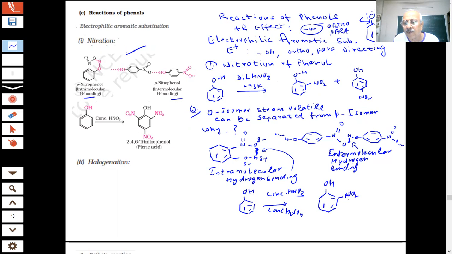This is our NO2, NO2, NO2. This we have prepared in the earlier reaction also. This is 2,4,6 trinitrophenol. This is called picric acid. This is a strong acid. There are three nitro groups attached now, student, 2,4,6 trinitrophenol. Okay? So if concentrated acid is used, these positions are highly activated, and the result is that you will be getting 2,4,6 trinitrophenol.